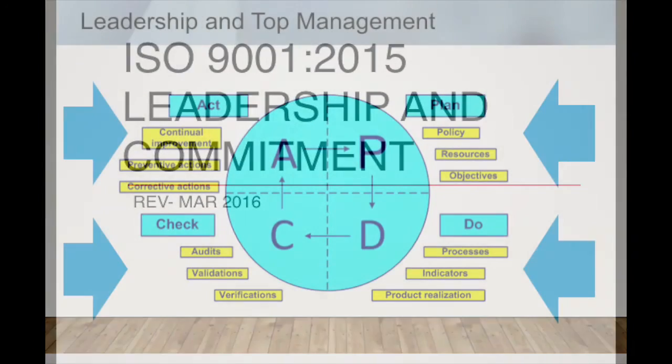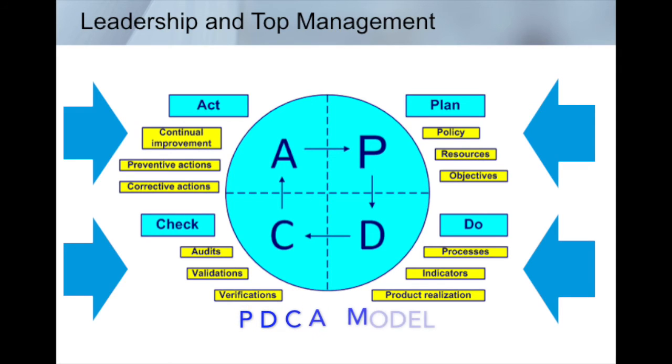We begin our discussion of leadership and top management requirements with the plan, do, check, and act model. Leadership and top management will need to clearly define policies, provide resources, and establish and communicate objectives. They will need to ensure processes are created, that they are predictable and consistent. They must also ensure there are measurements and metrics to evaluate and analyze.